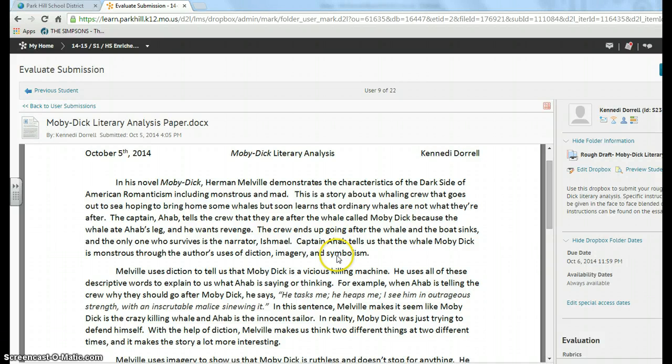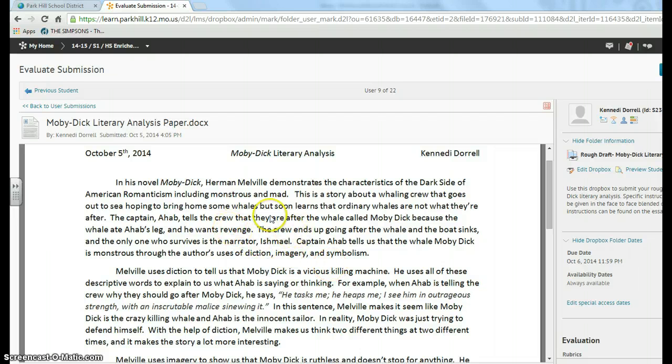And then finally, your thesis is almost exactly what I'm looking for. There's just a couple slight changes. What I would like to see is that you would say something like, throughout the novel, the author shows us that Captain Ahab believes the white whale Moby Dick is monstrous and evil through the use of diction, imagery, and symbolism.